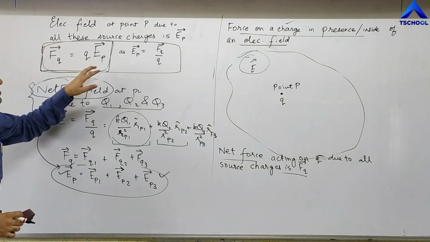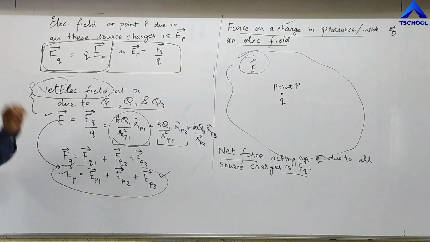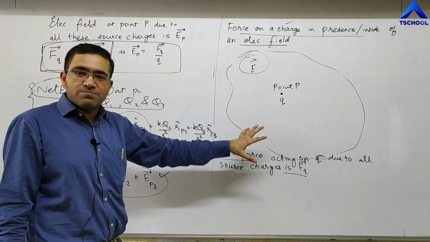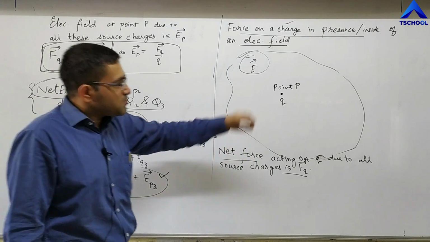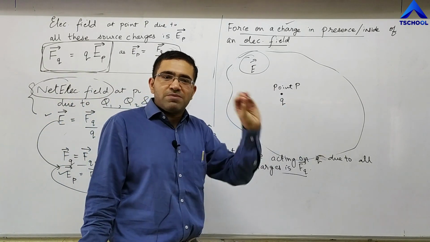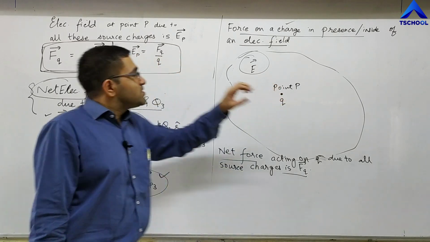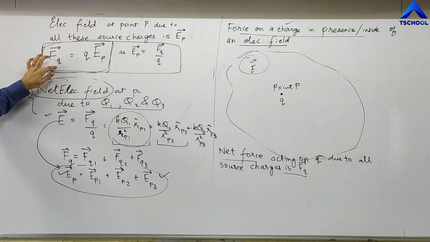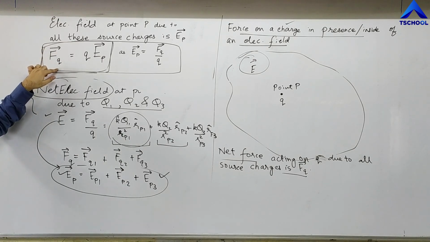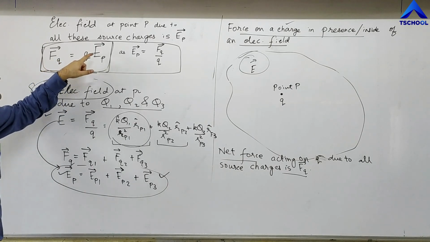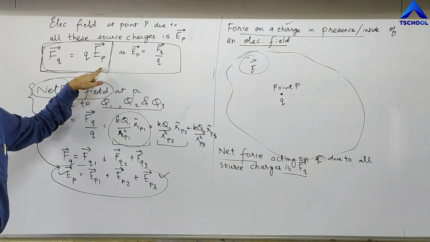So what does this relation tell you? It tells you that if you've got some electric field in some space, and in that space you put a point charge q that may be positive, may be negative, may be a test charge, no problem, doesn't matter, what happens is when you put that charge q over there, there will be a force acting on that charge q, and that force will be equal to charge q multiplied by the electric field existing at that point P.